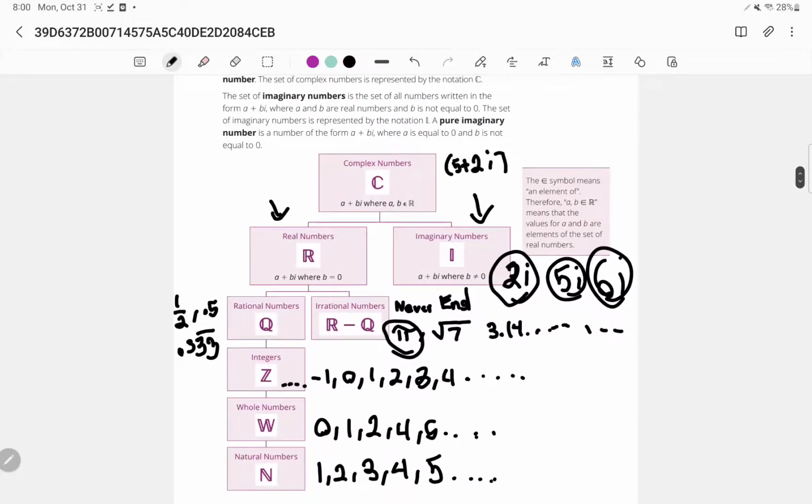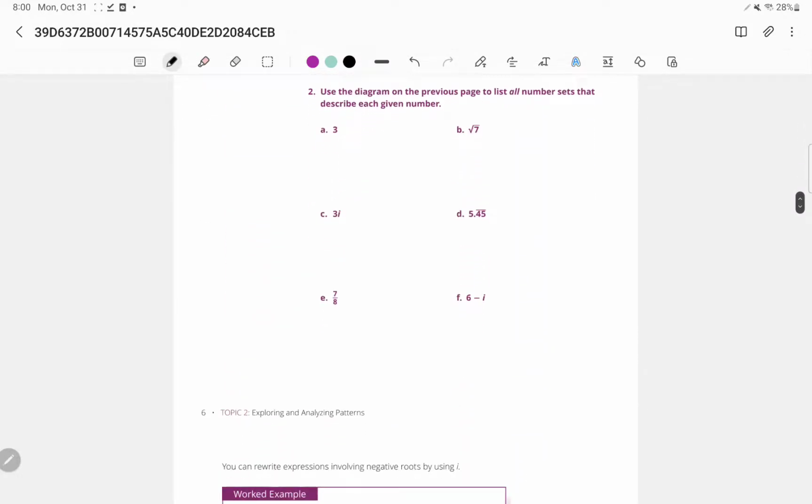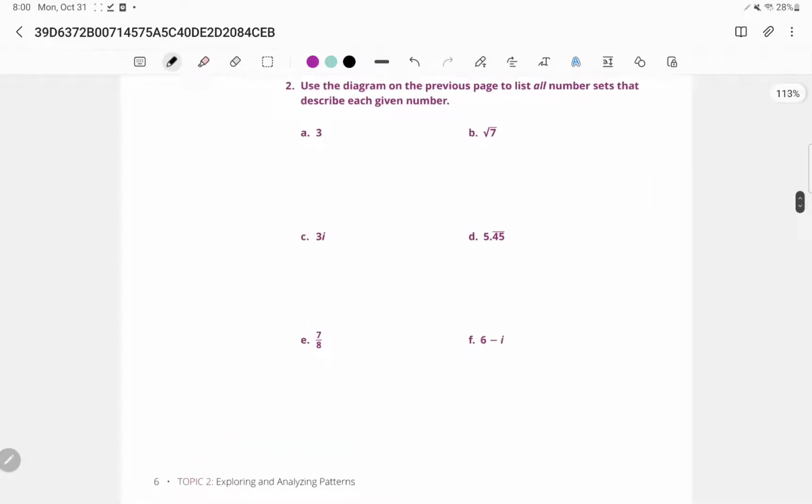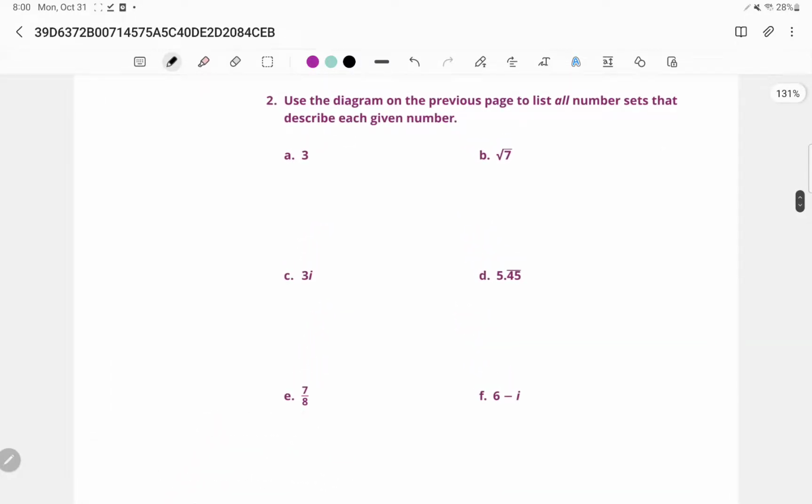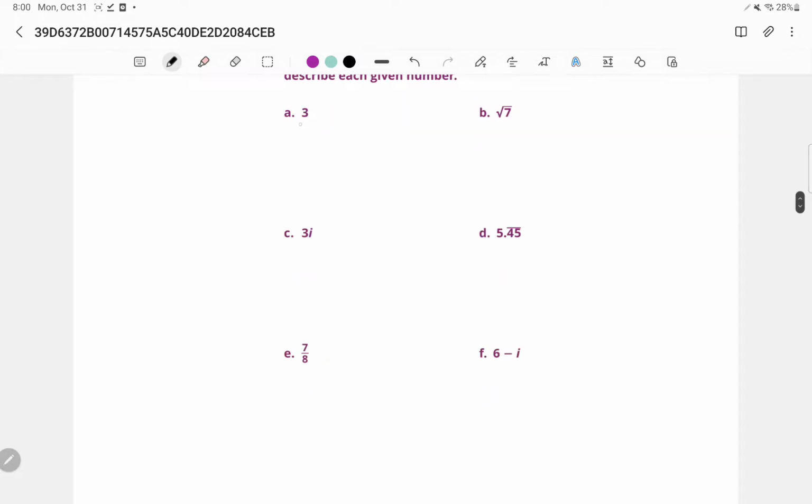Okay. So we're going to skip a couple things and go over a couple others. You're going to see I have a whole bunch of numbers right here, and it's telling me to describe every single number. So right here, the very first number, 3. I know that's a natural number. I know it's also a whole number.